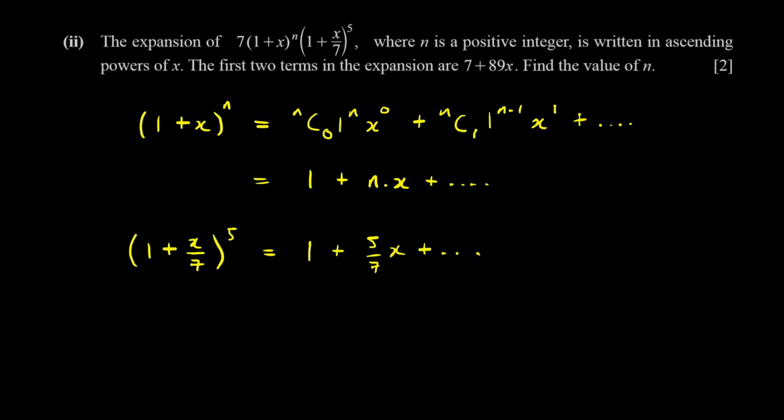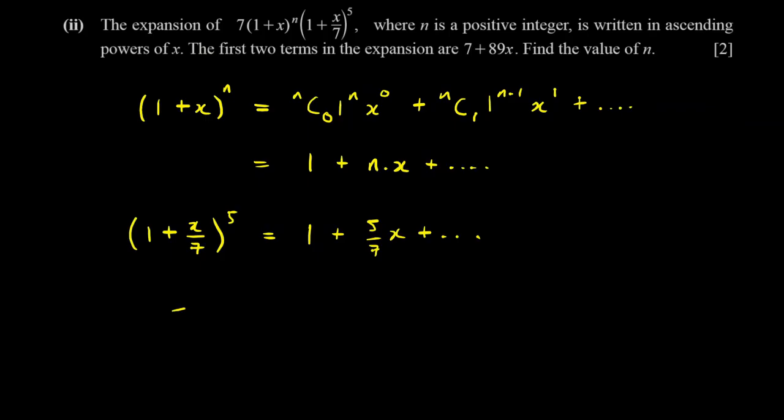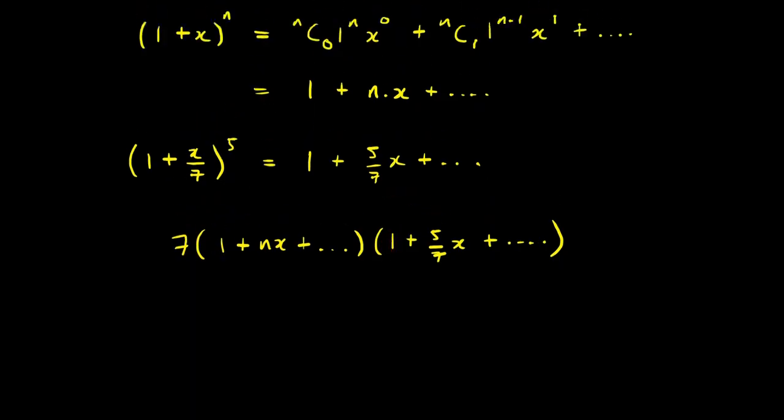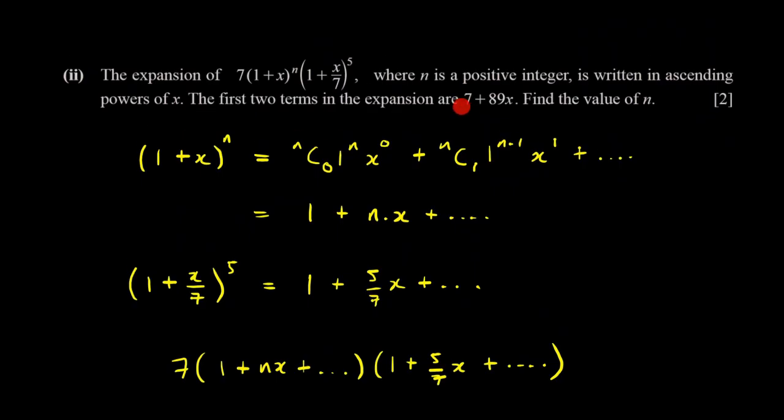So really what we're being asked to do in the expansion is 7 times 1 plus nx plus lots of other terms we don't care about, times 1 plus 5 upon 7 x plus lots of other terms that we don't care about. Now, if we were to expand this, what's going to happen? Well, we can think of it in terms of the constant term and the x term. The way we're going to get a constant term is the 1 times the 1, which is 1, times 7. So our constant term there should just be equal to 7, which is exactly what we're told there.